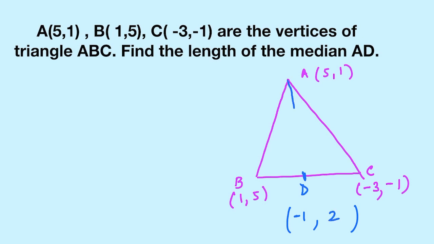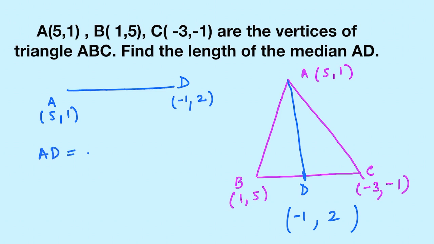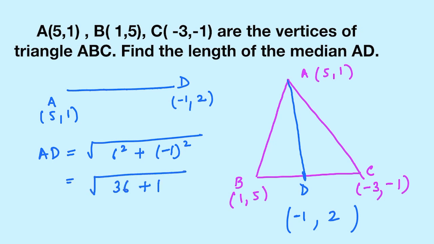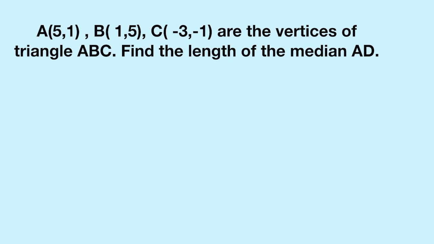Now I need to find the distance AD. I have the two points. A is 5 comma 1 and the point D is minus 1 comma 2, so I will find the distance AD using the distance formula. This will be 5 minus of minus 1, 6 square, plus 1 minus 2 square. So this is 36 plus 1, root 37 units. Fine. I hope the question is clear to all. So let's move to the next question now.